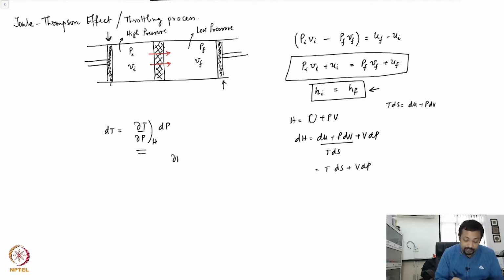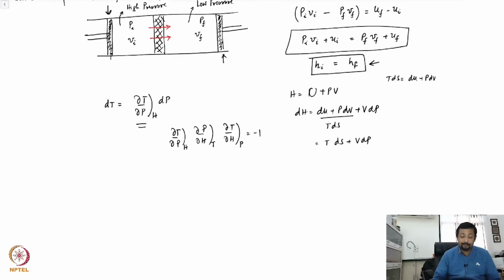Now let's write down del T del P, enthalpy held constant, times del P del H, temperature held constant, times del H del T, pressure held constant, is going to be -1. This is a cyclic relation which you have used several times. So del T del P, enthalpy held constant, is minus del H del P, temperature held constant, and then I have del H del T, pressure held constant.